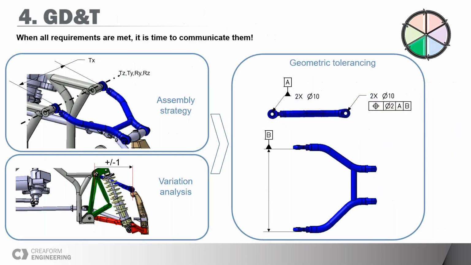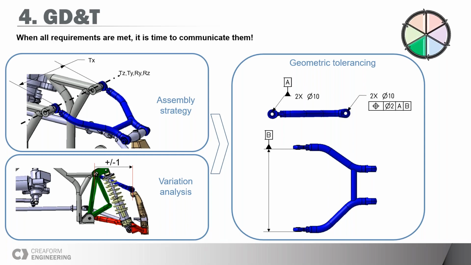So next steps, once we are satisfied with the work that I've done in the previous steps, we are satisfied with our analysis, we can use the information to communicate all the requirements on a drawing. So this is where GD&T comes into play. We will use the information that we gather in the assembly strategy to define functional datums, and we will use the latest value of our variation analysis to define the correct tolerance value.